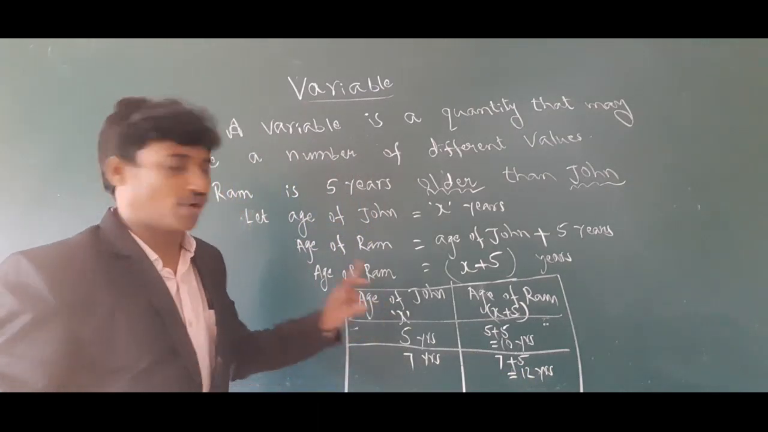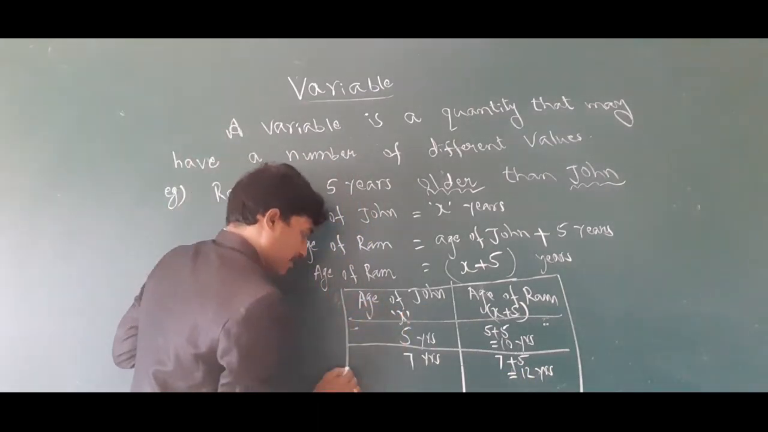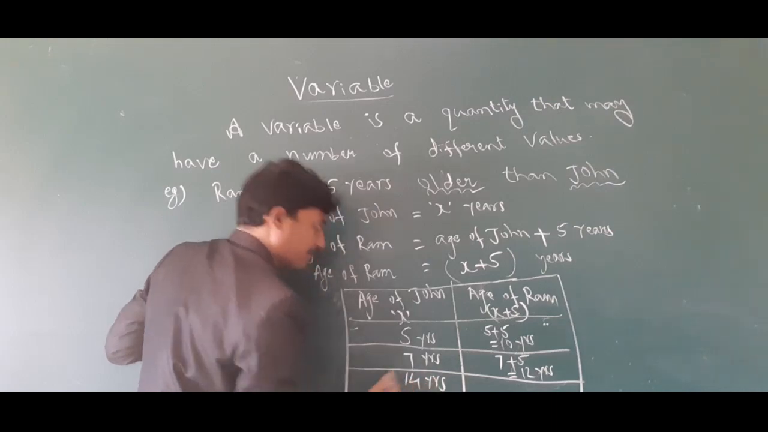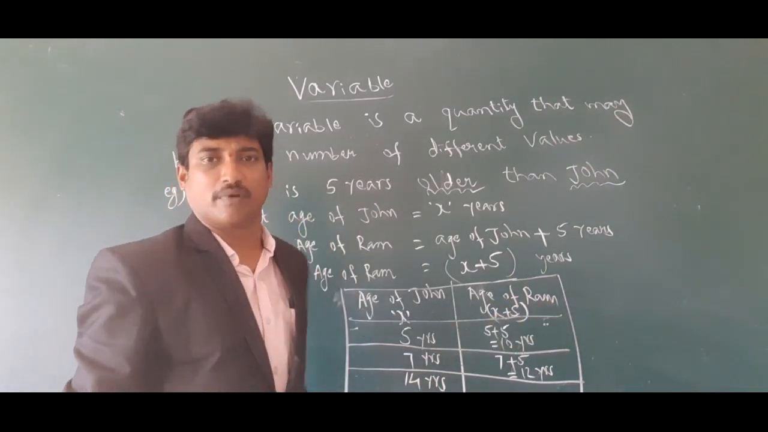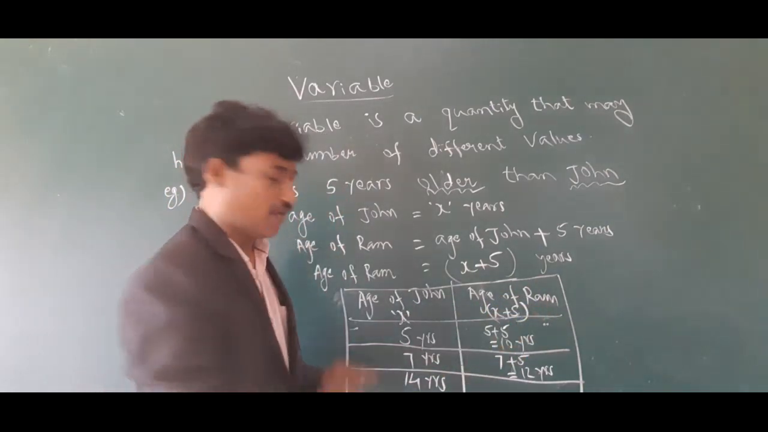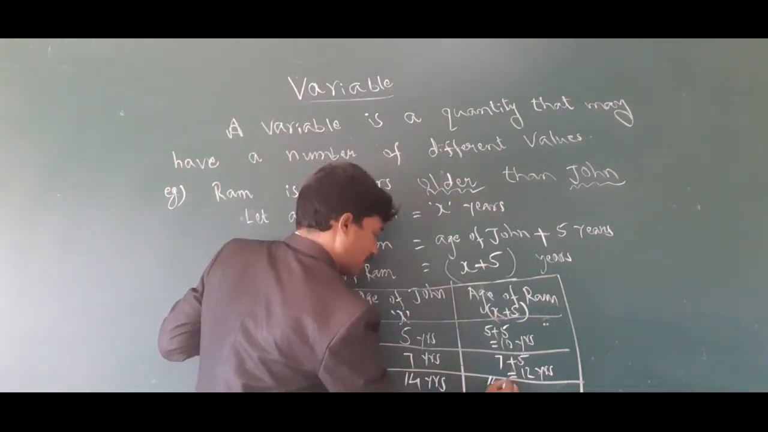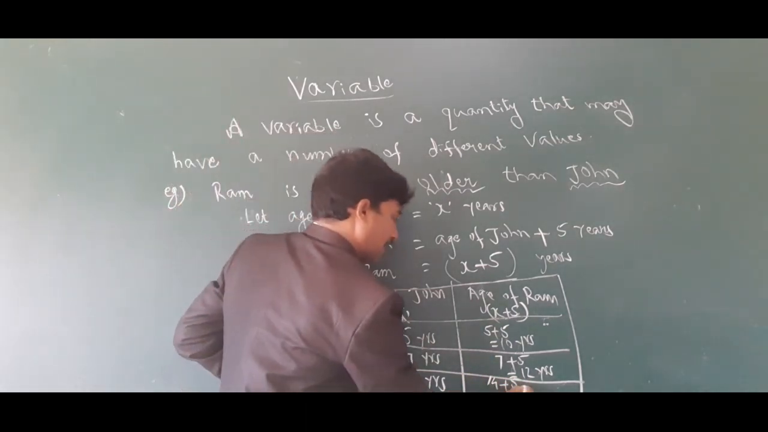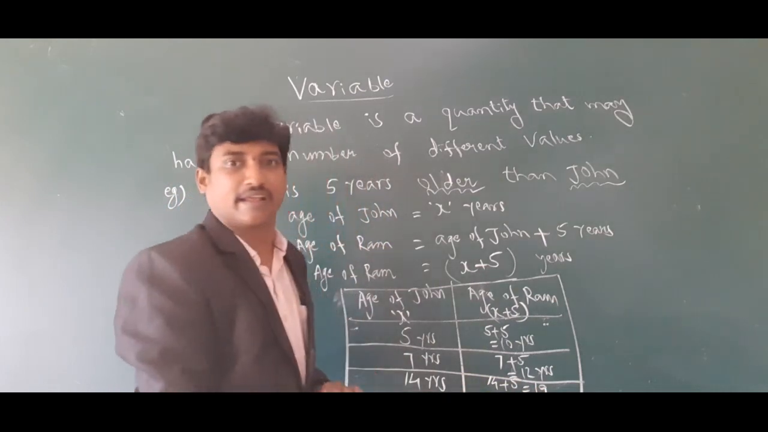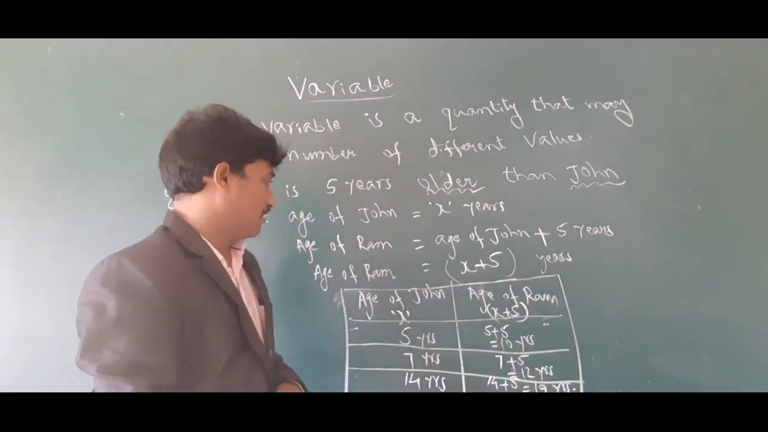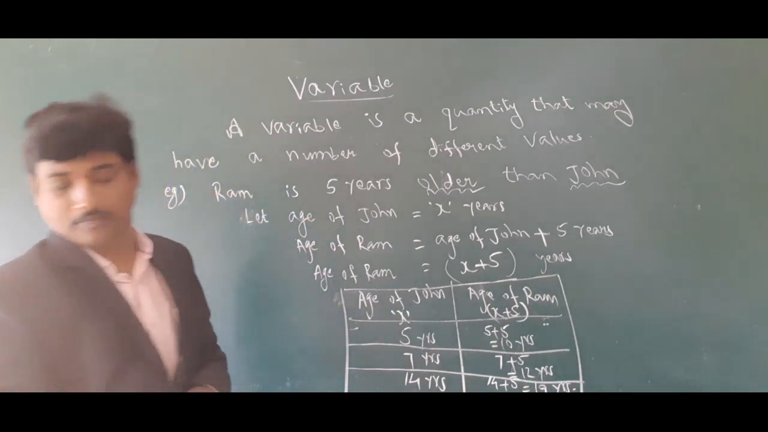If the age of John is 14 years, the age of Ram is x plus 5. That is 14 plus 5, which is 19. 19 years is the age of Ram.